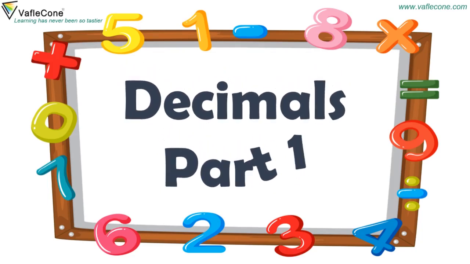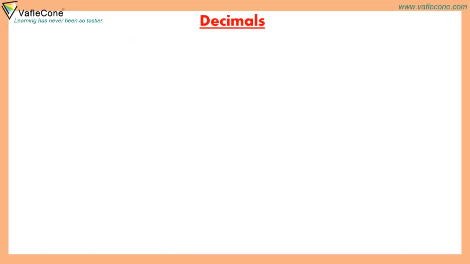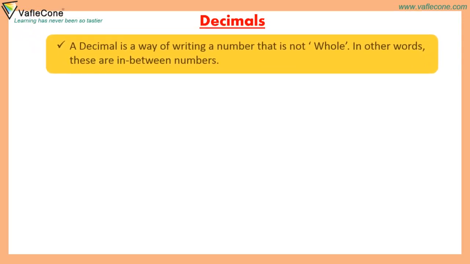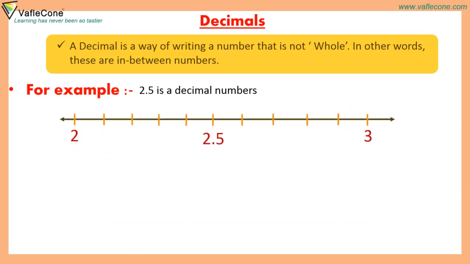Decimal Part 1. Decimals. A decimal is a way of writing a number that is not whole. In other words, these are in-between numbers. For example, 2.5 is a decimal number.